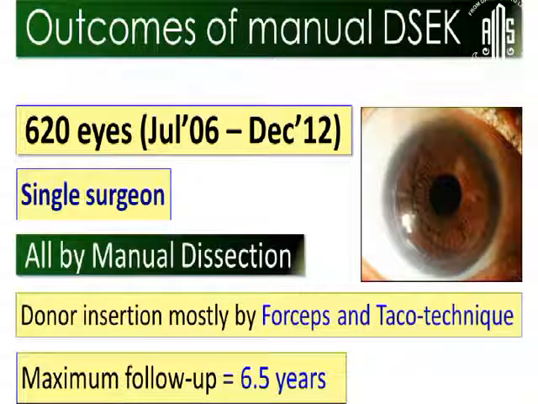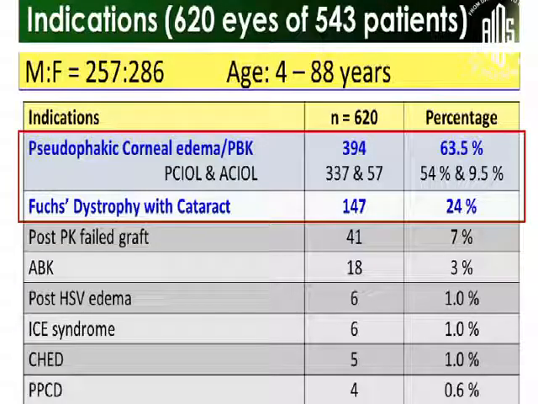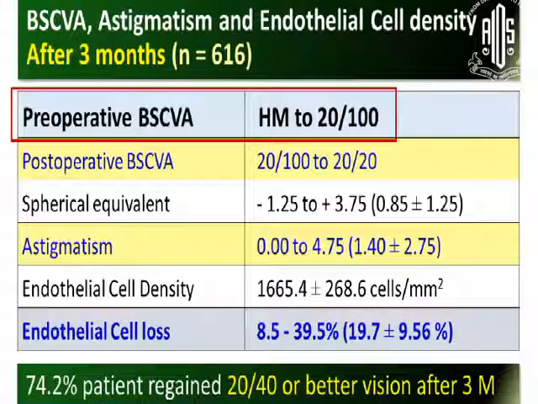So I have compared this outcome of manual DSEK. This is about 6 to 6.5 years. And you see that bullous keratopathy is the commonest indication. In Fuchs, we have 25% Fuchs dystrophy. And we take the cases where the visual acuity is actually less than 6/60, but 74% of our patients gained 20/40 or better vision after 3 months.